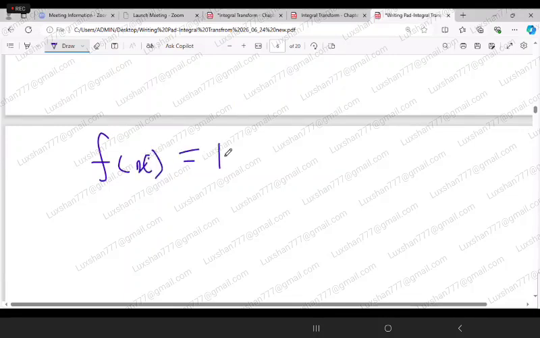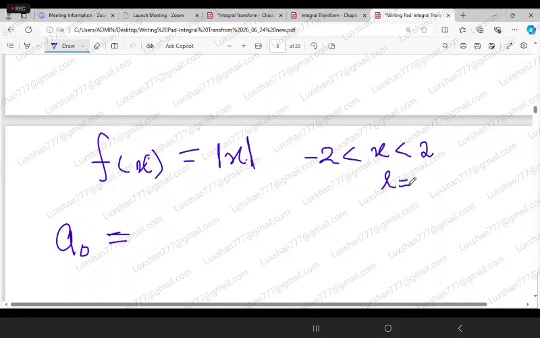Function f(x) is equal to mod x, where the range is minus 2 to plus 2. First of all, they are asking us to find a Fourier series expansion of this one. So we want to find out a naught, according to the definition. Actually, what is the period? Can anybody tell me what is the value of L here?